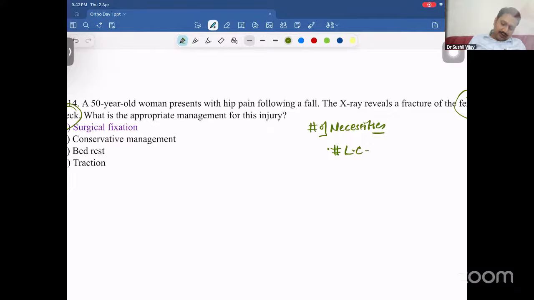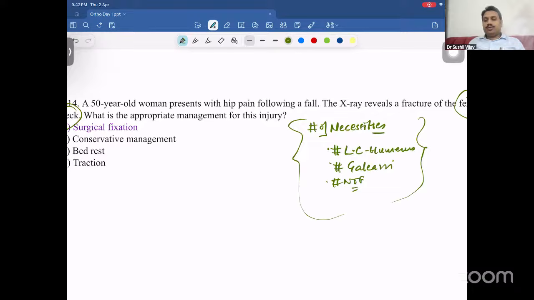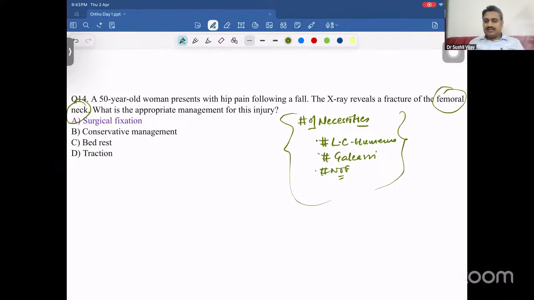the fracture of lateral condyle of humerus. Fracture of lateral condyle of humerus. Second, which one? The fracture Galeazzi, right? And then we have fracture neck of femur. These all three have to be always operated, right? Cannulated screw, necessity, neck of femur, always surgical. Yes, you are right, Shalu. Okay. Very good. These are fractures of necessity.